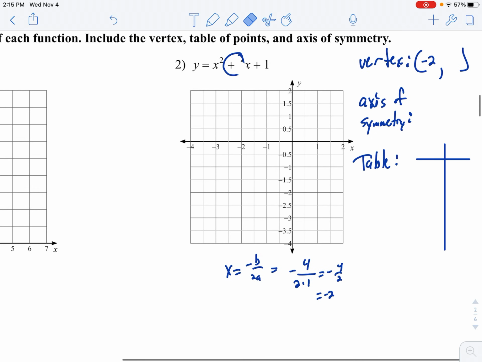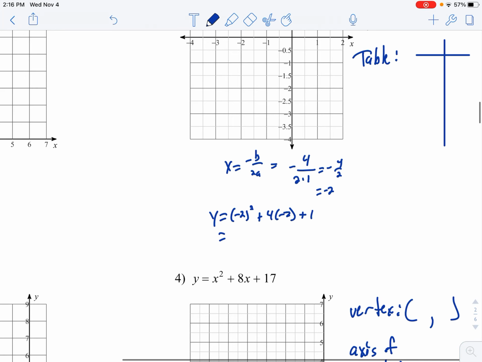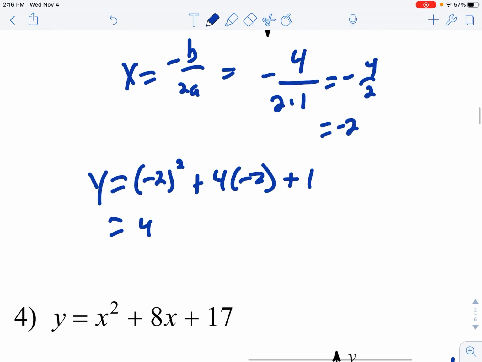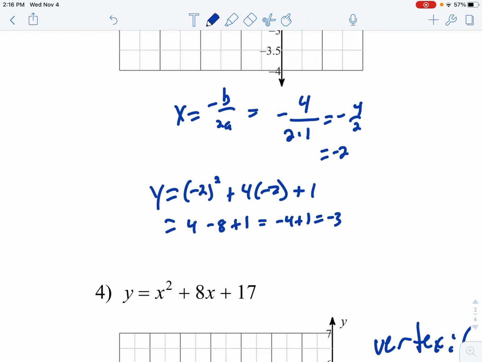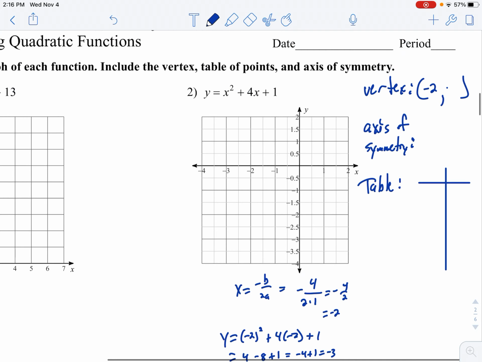To find the y coordinate, I need to plug that in and work it out. y equals negative 2 squared plus 4 times negative 2 plus 1. And if you want to use a calculator to help you on some of these, the busy work, that's fine. Negative 2 squared is 4. 4 times negative 2 is negative 8 plus 1. 4 minus 8 is negative 4 plus 1, which is negative 3. So y equals negative 3 right there.